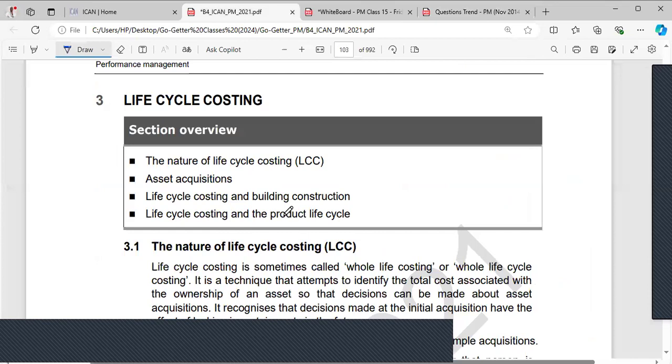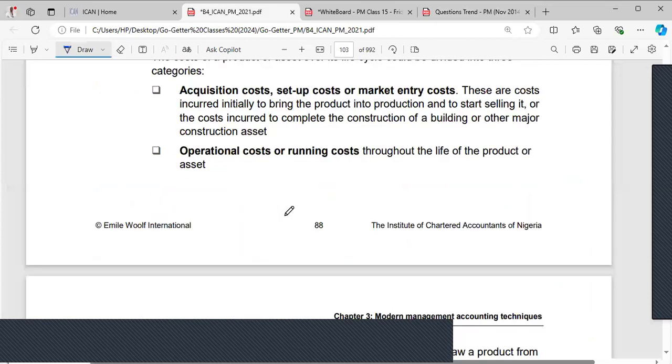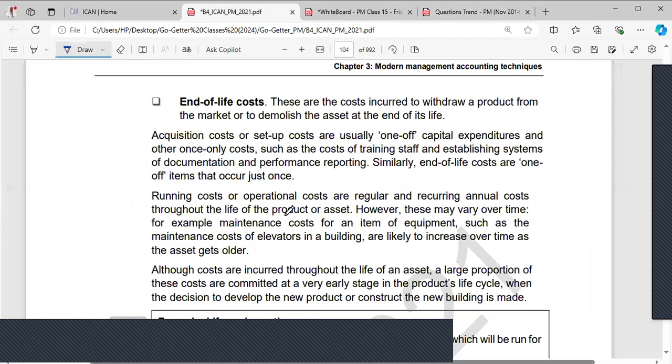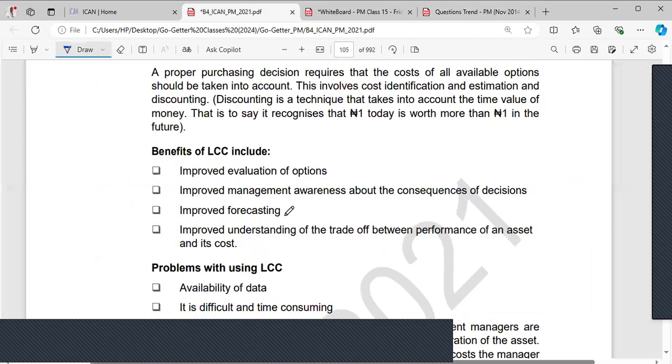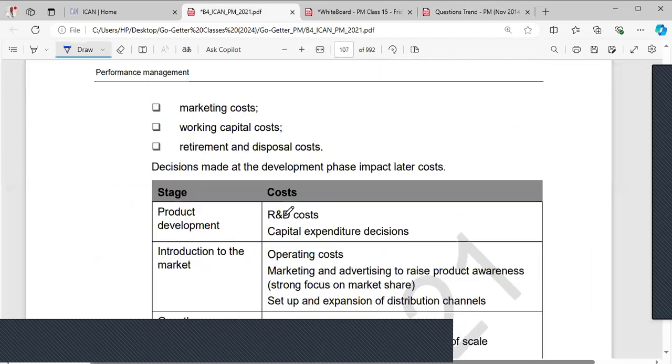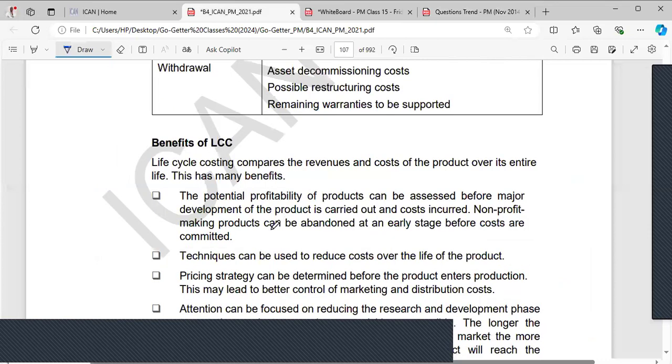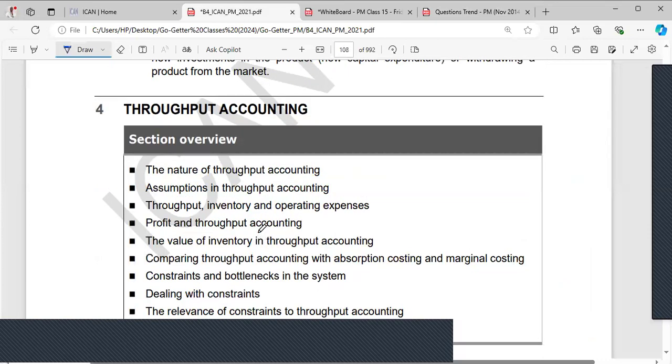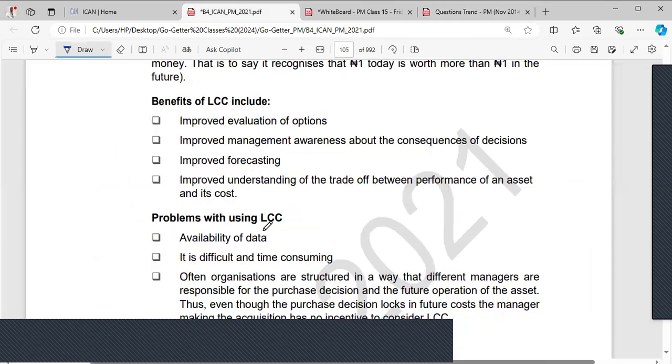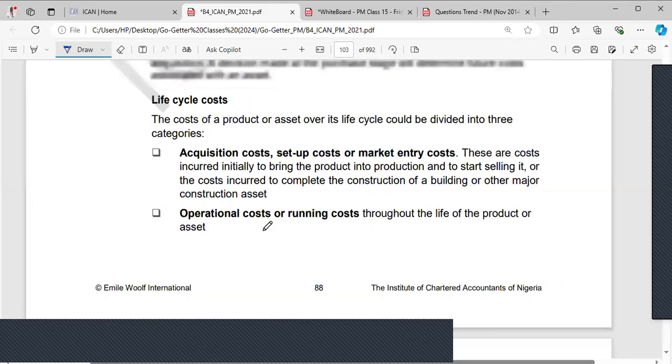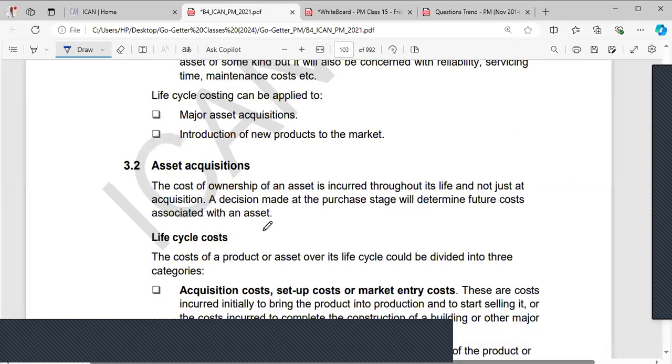Then we have life cycle costing. So we'll take that now so that we'll have a comprehensive class. So just a moment, so my phone will not go off. It's telling me that my phone should be plugged. All right.